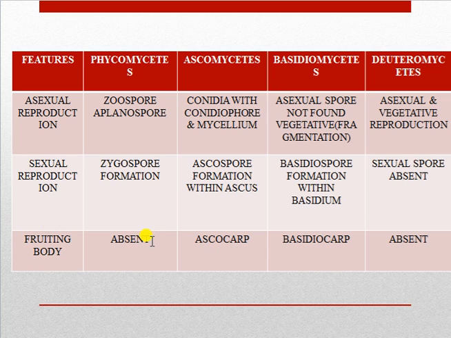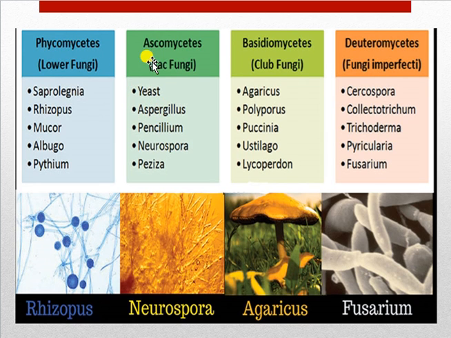Moving to the next slide, we will be discussing the examples. In case of Phycomycetes, the examples are Saprolegnia, Rhizopus, Mucor, Albugo and Pythium, and within that the figure of Rhizopus is given. Next, Ascomycetes, the sac fungi. Within that come yeast, Aspergillus, Penicillium, Neurospora crassa, and Peziza. Neurospora is the most important of these because it is utilized in several cases during research, so the Neurospora figure has been given.